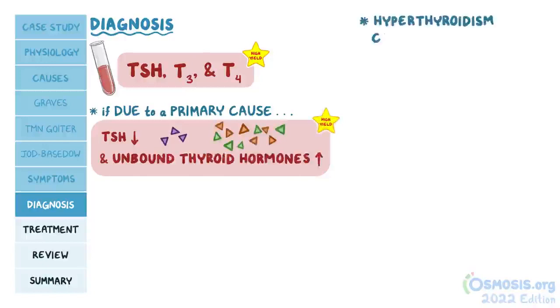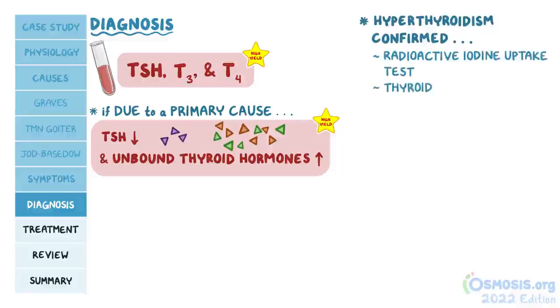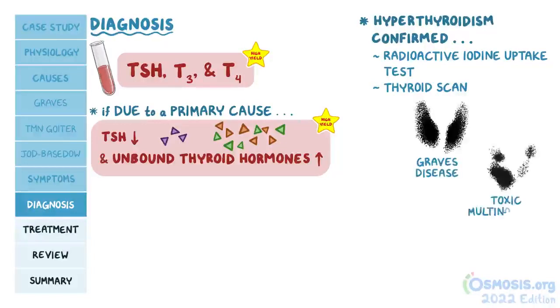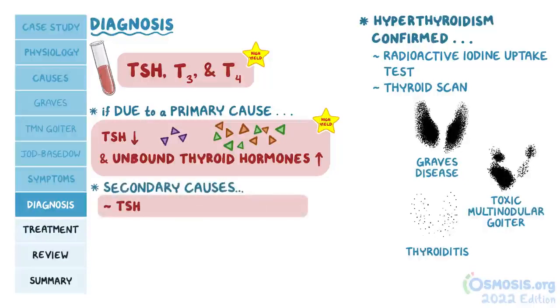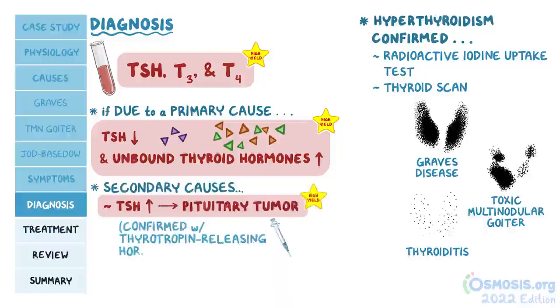Once hyperthyroidism is confirmed, a radioactive iodine uptake test and a thyroid scan can help determine the specific cause of the disorder. There's diffuse uptake in Graves' disease, patchy uptake in toxic multinodular goiter centered around each nodule, and decreased uptake in thyroiditis. For secondary causes, if TSH level is normal or high, this points to a pituitary tumor, which can be confirmed with an injection of thyrotropin-releasing hormone.